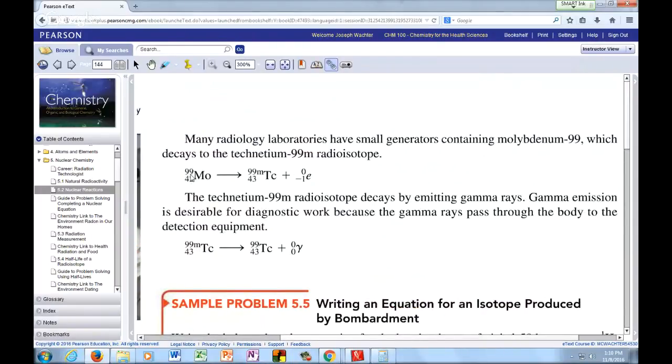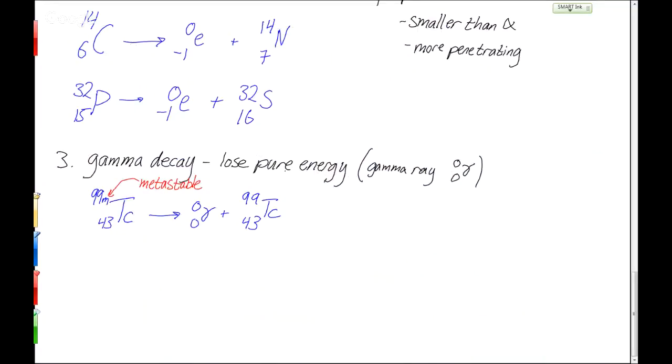So when molybdenum-99, which is radioactive, decays on its own, it undergoes beta decay. You see it shooting out that beta particle. But then the byproduct is this metastable technetium. And the technetium-99m then can decay on its own to produce these gamma rays. And this is an important radioisotope for medical diagnostic work.